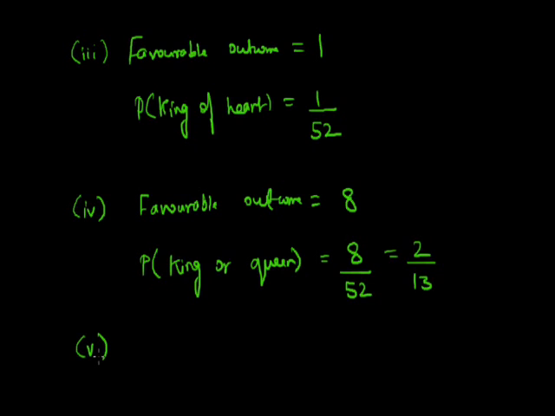Now we move on to the next part of this question. In the next part, we need to find the probability of getting either a red or king card. As you can see, there are two suits which are red in color.